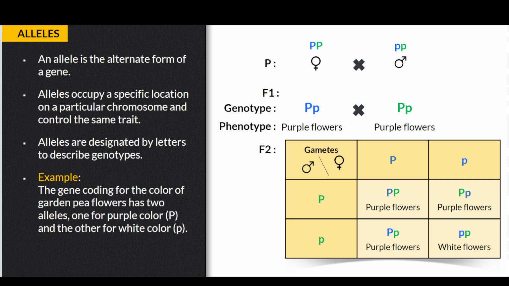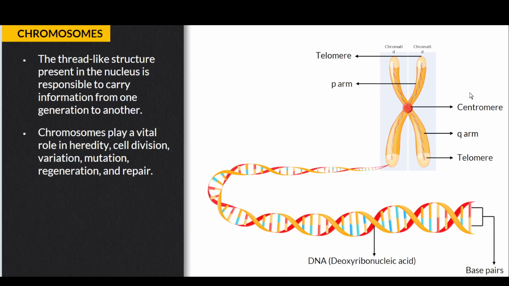Alleles are just alternate forms of genes. You can see these letters, they are alleles, okay? Like capital P for purple, small p for white. These are alleles representing different traits.